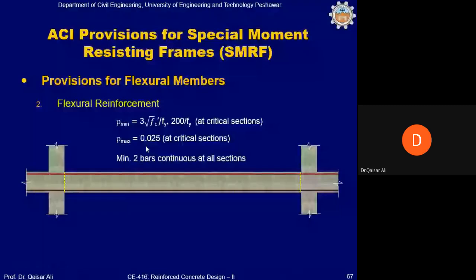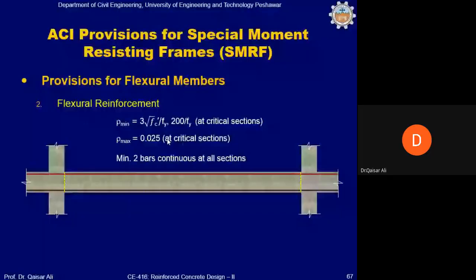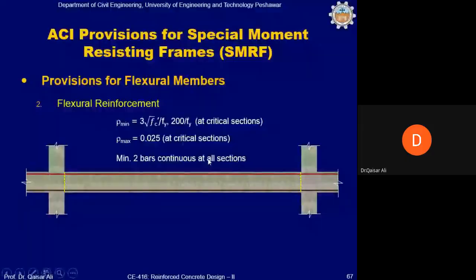Maximum reinforcement for all grades is being placed equal to 0.025, which is 2.5% of the gross area of the beam. And a minimum of 2 bars shall be placed at every location of the beams, at all sections of the beam. And it generally happens in almost all beams that 2 top bars and 2 bottom bars are provided. So this provision is automatically satisfied.